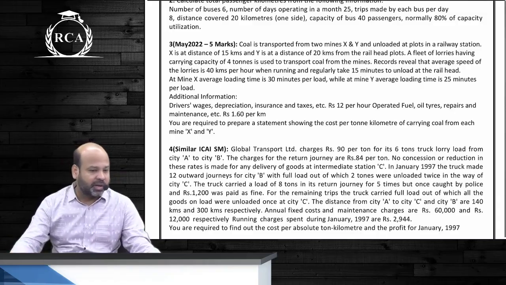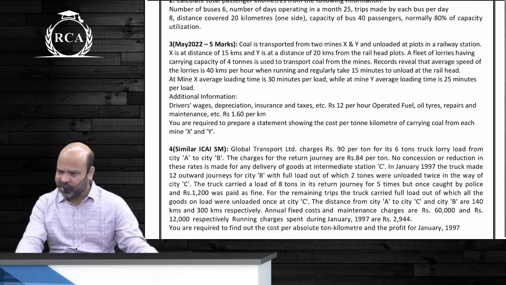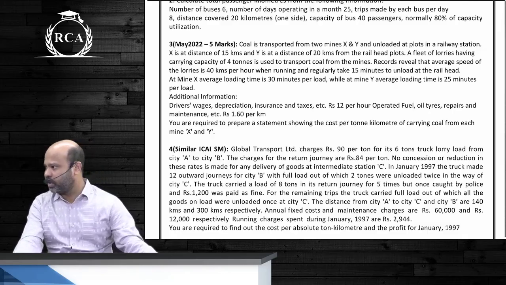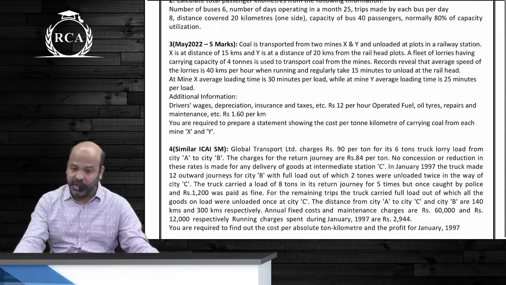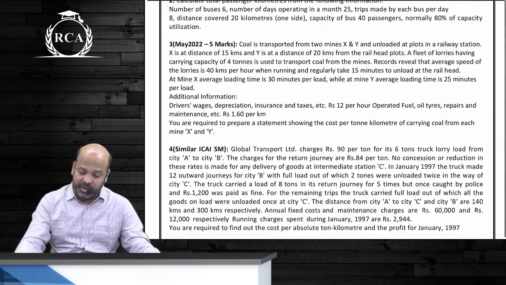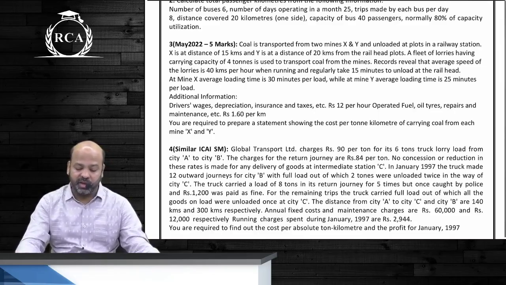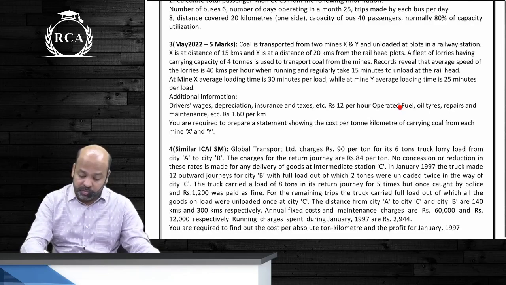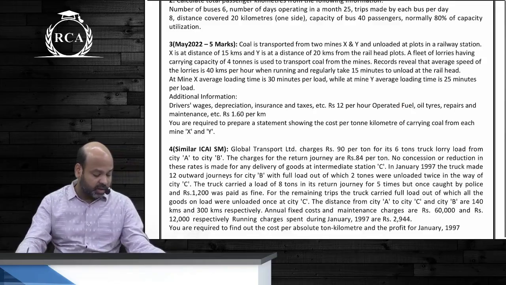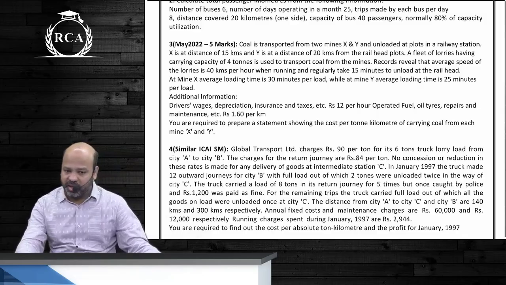The sum total of traveling time, loading time and unloading time will become the total time that will be needed per trip. In order to compute the total time per trip, beta, you will have to add your traveling time, loading time and unloading time. Additional information: drivers' wages, depreciation, insurance and taxes, etc. are 12 rupees per hour operated. This is not about a detailed cost statement, guys. They're telling us that for every 1 hour of work, our effective cost incurred will be 12 rupees.